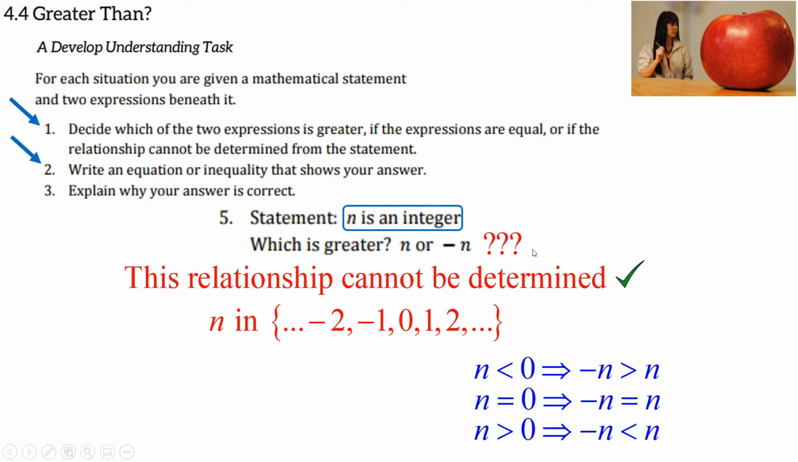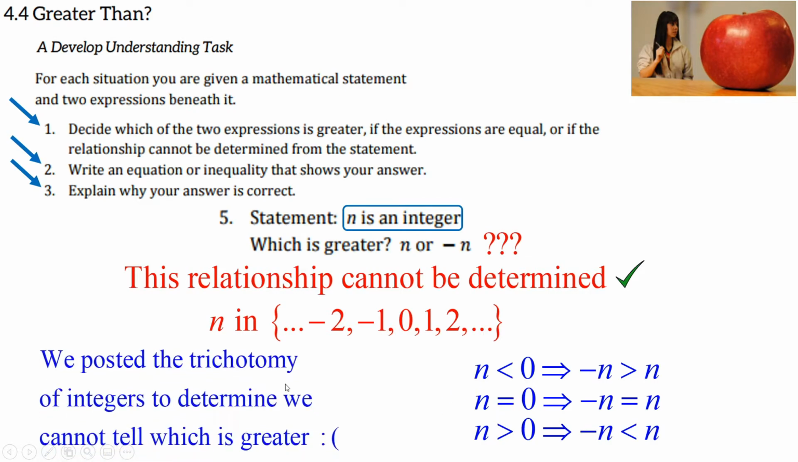So explain why your answer is correct. Okay, well, we checked for a negative integer, 0, or a positive integer, and we got a different answer each time. So we posted the trichotomy of integers. An integer can be negative, like -1, -2, -3, and so on. An integer can be 0, or an integer can be greater than 0, like 1, 2, 3, 4, and so on. So we posted the trichotomy of integers to determine we cannot tell which is greater. Frowny face. That's our first one we couldn't get.